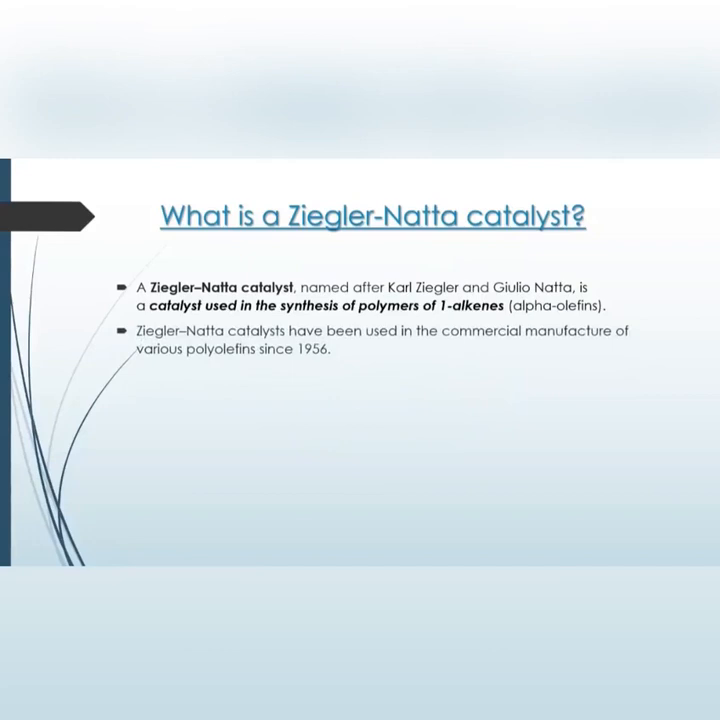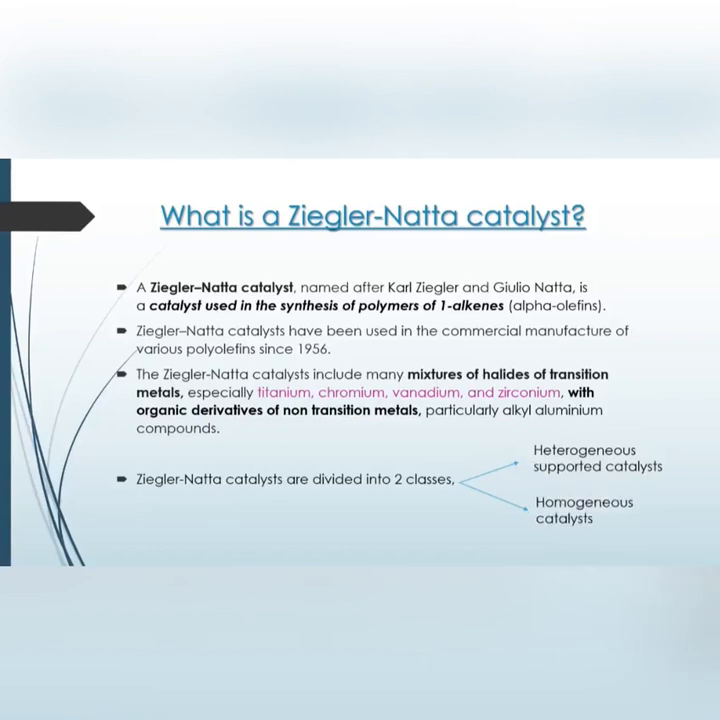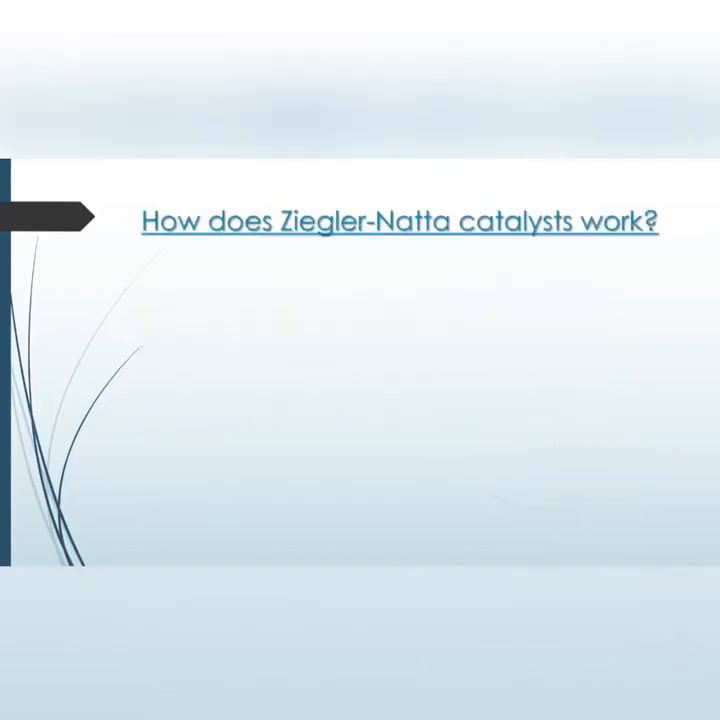These catalysts have been used in the commercial manufacture of various polyolefins since 1956. The Ziegler-Natta catalyst includes many mixtures of halides of transition metals, especially titanium, chromium, vanadium, and zirconium, with organic derivatives of non-transition metals, particularly alkyl aluminium compounds. The Ziegler-Natta catalysts are divided into two classes: the heterogeneous supported catalyst and the homogeneous catalyst. So how does the Ziegler-Natta catalyst work?